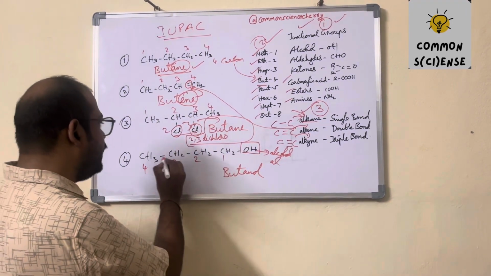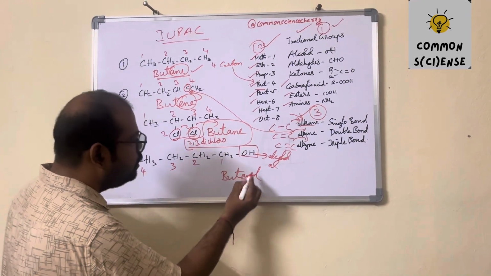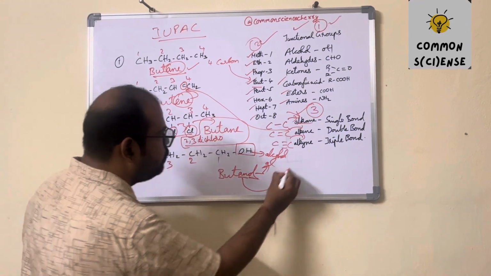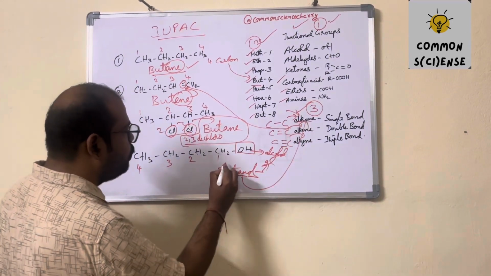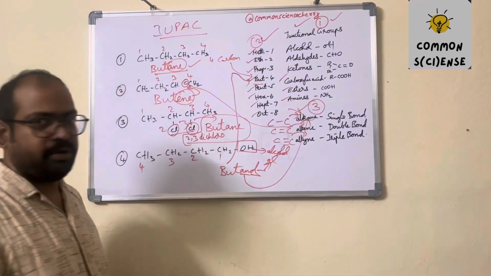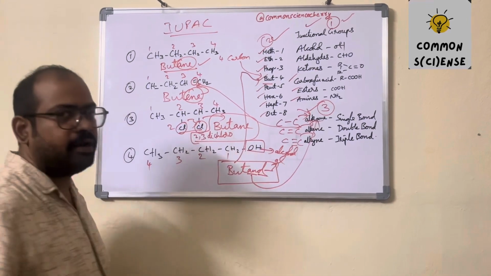Okay. So is there any single bond or double bond? It is a single bond, so it contains butane, and then this is the functional group, belongs to alcohol. This belongs to alkane group. So but belongs to 4 carbon elements. That is how you need to write the entire name of this particular compound.